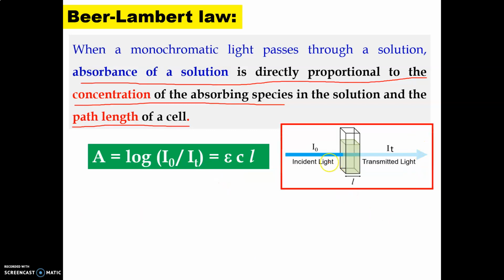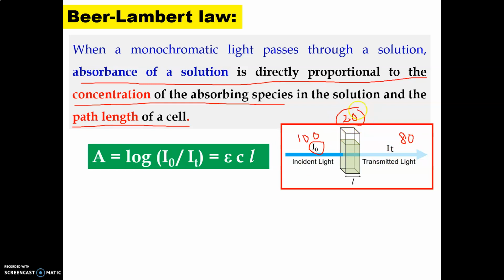For example, we can say this is incident light. So this is always 100% before passing through the solution. And if the absorbing species absorb, I can say, 20% of light, then It will be 80. So this is the intensity of transmitted light.